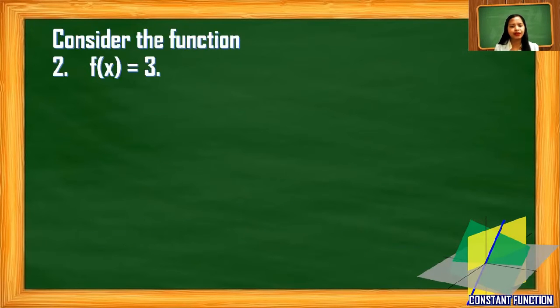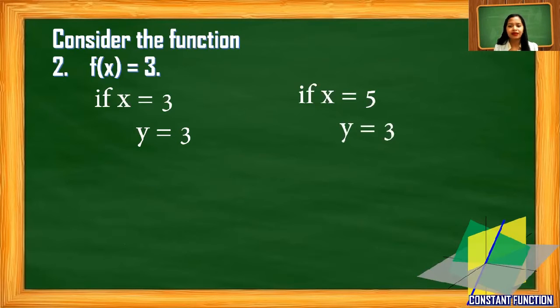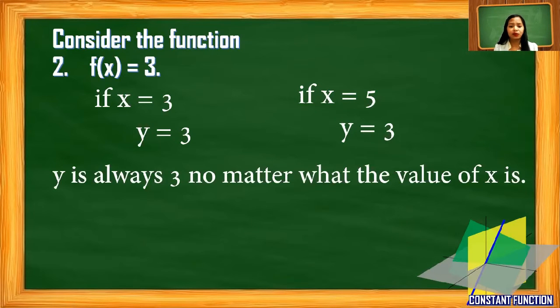Another example: f of x is equal to 3. Now, let's find out what the values of x and y are. Suppose x is 3, then y is equal to 3. And if x is equal to 5, y is still equal to 3. That is fixed. In that case, y is always equal to 3 no matter what the value of x is.